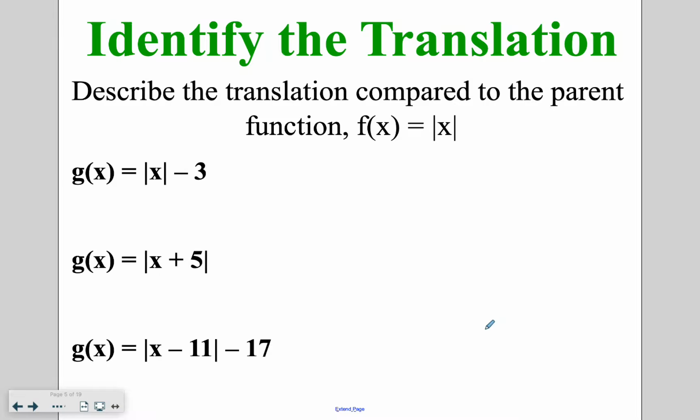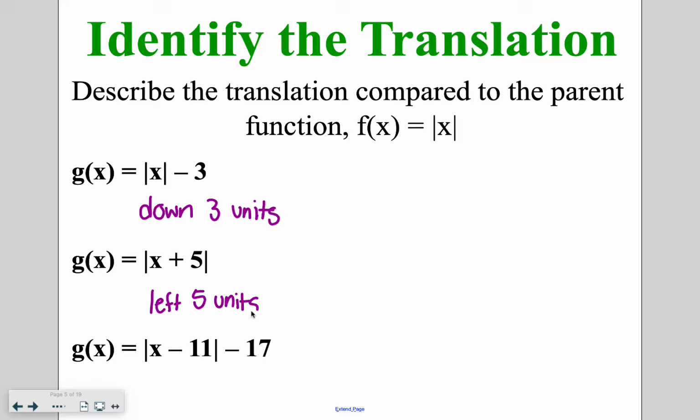So if we do a couple examples here, we're comparing it to the original parent function, which is the absolute value of x. For g of x here, I've got the absolute value of x minus 3. Since there's a number being subtracted on the end, that means your function is going to move down 3 units. If I look at this next example, I have x plus 5 inside those absolute value bars, which means I am going to be moving left 5 units.